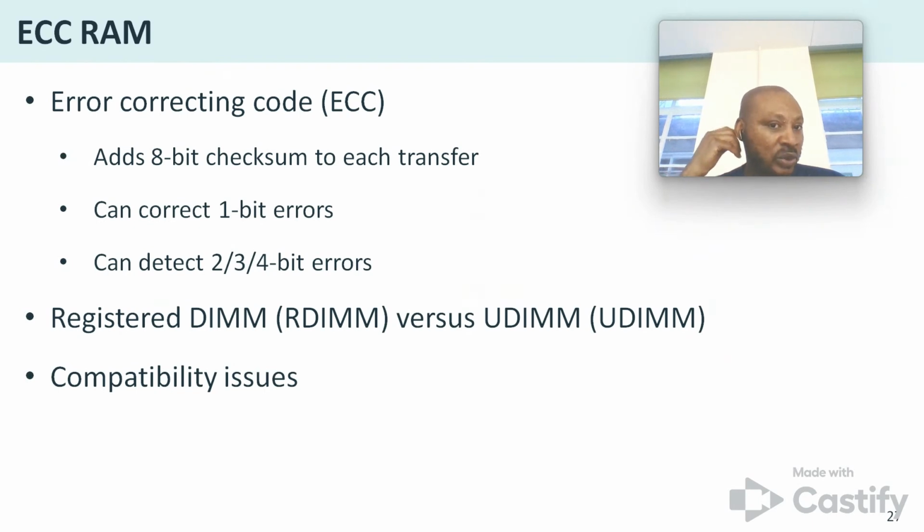We also have error correcting code. Our memory has an 8-bit checksum to check transfers, can correct a 1-bit error, and detect errors. What this means is that while memory is working, it is able to detect errors and correct them automatically, by itself, without you bothering. Later we're going to explain how memory works, errors in memory, when memory is having issues, and memory compatibility issues.